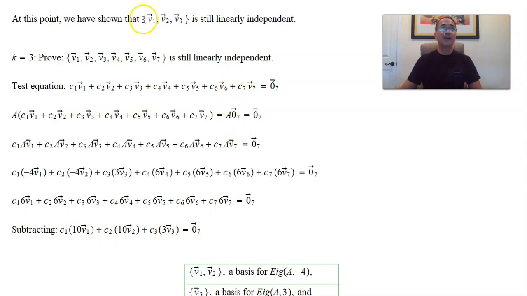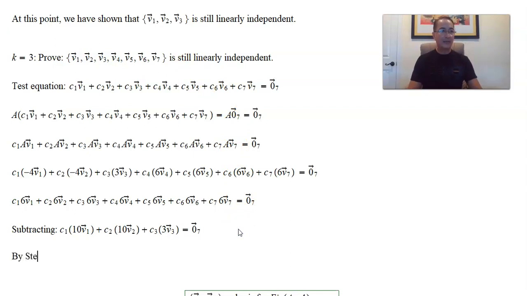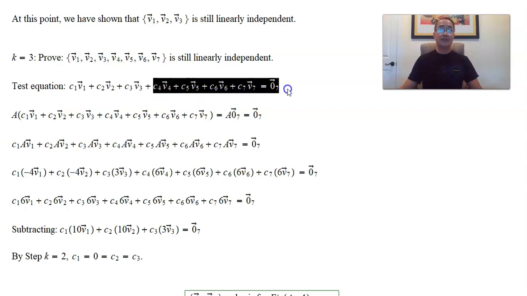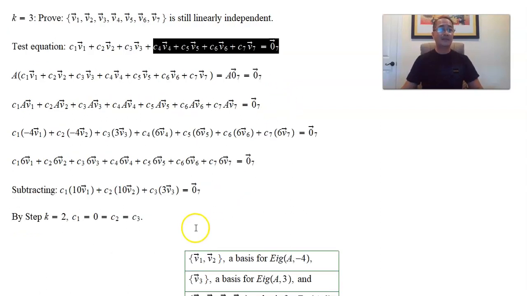Why? Because we have shown in k equals 2 that those 3 vectors are linearly independent. So by step k equals 2, c1 and c2 and c3 equal 0. Okay, shall we celebrate? Almost there. These 3 terms are now 0, so we still have these 4 terms.